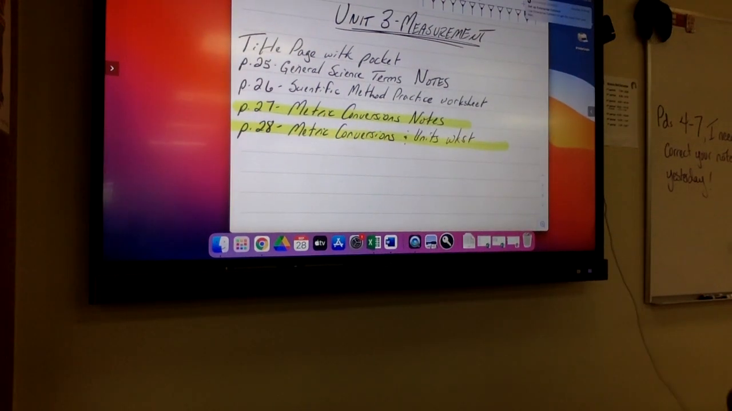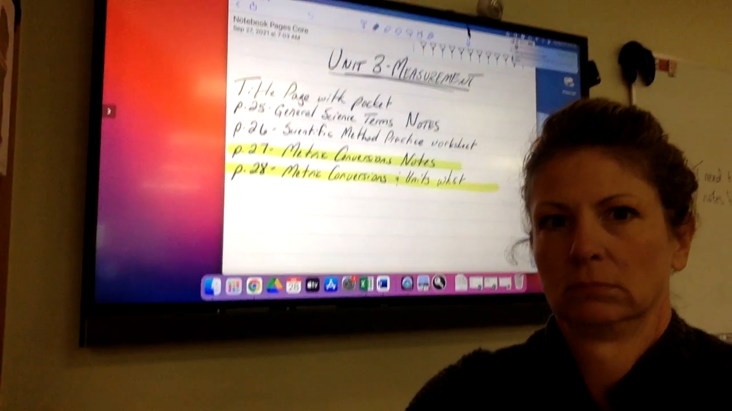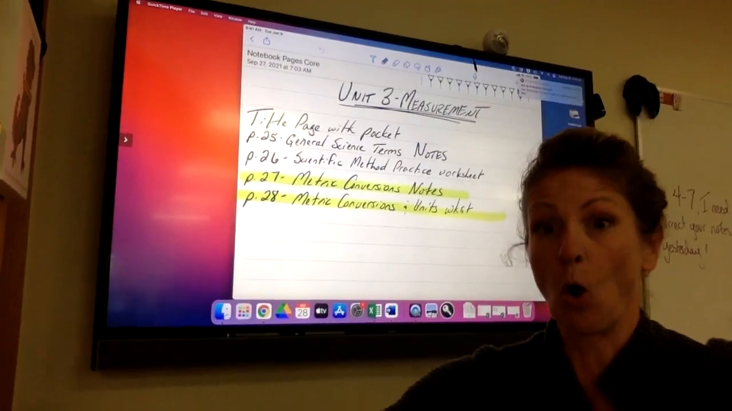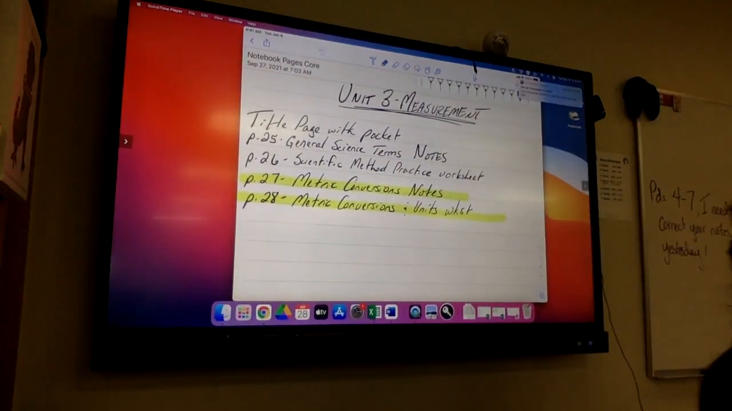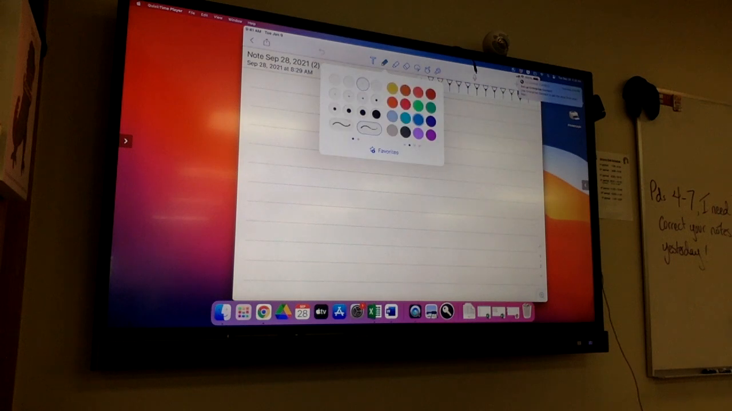Okay, metric conversions notes. Let's hope I don't mess up like I did in first period. One can hope. Here we go. Page 27.